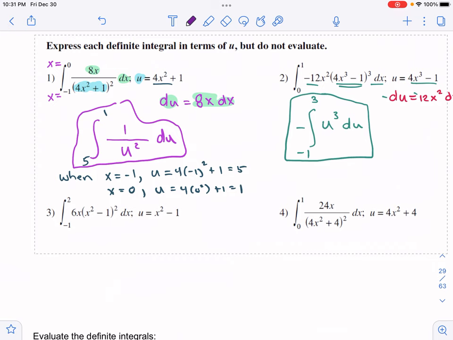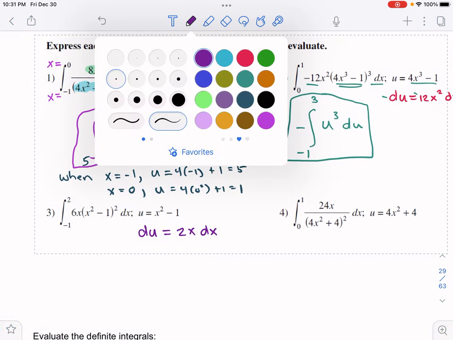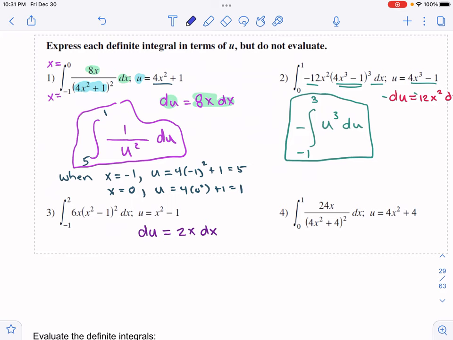They're recommending in this one we let u be x squared minus 1. So that means du is equal to 2x dx. Now I see a 6x dx, and I'm off by a factor of 3. So I'm going to multiply both sides of this by 3 so that I can make a clean substitution. 3 du is equal to 6x dx. And now I can replace 6x dx with 3 du.